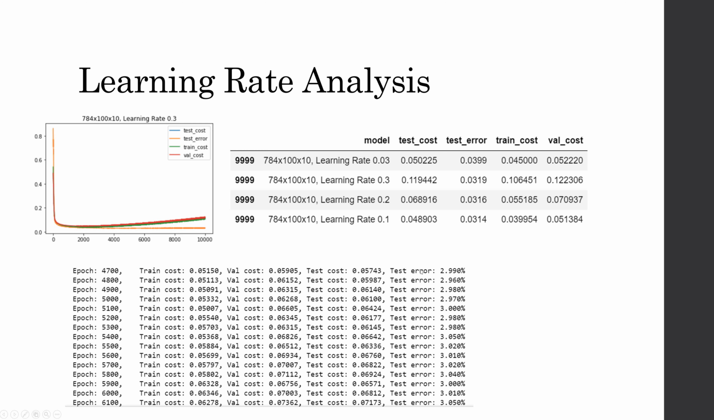So if we cap it off around 4,700, or maybe 4,800, we'll be below 3% error, which would give us a 97% accuracy, which is really good for a custom-built network with no convolution layers or anything like that.